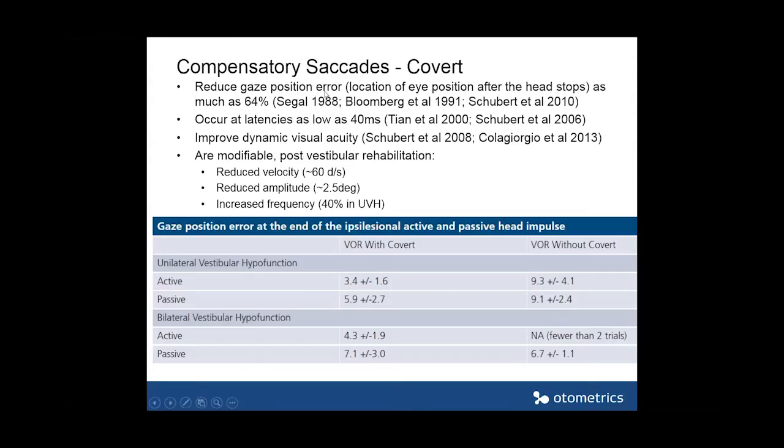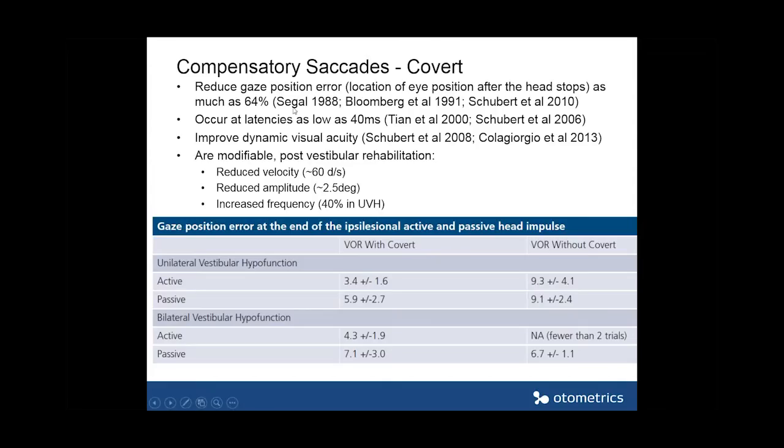They reduce gaze position error. Now, gaze position error is simply the difference between target and eye after the head is moved. So if the right vestibular system does not work and we turn the head to the right, the vestibulo-ocular reflex will not keep the eyes stable on the target. After we stop the head rotation, the eye will be off target, and that difference between where the eye is after the head has stopped moving and where the target is is gaze position error.